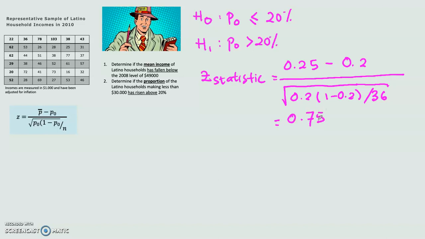0.75. Now, let us specify the rejection rule. First, it's a one-tailed test and it's a right tail. So let's draw our normal distribution. It's a one-tail, right tail.